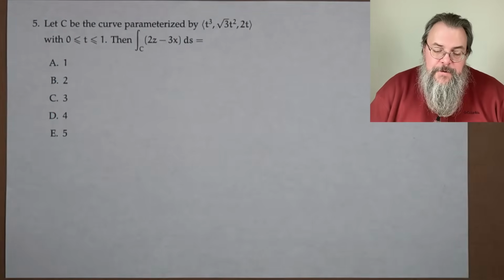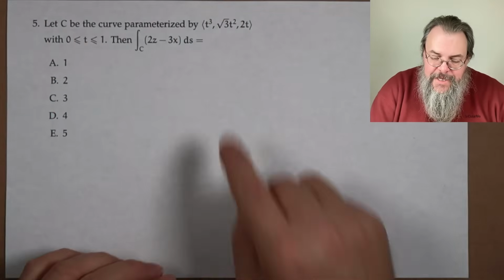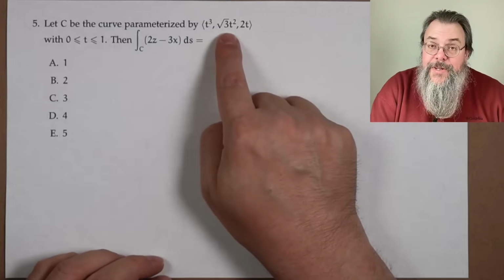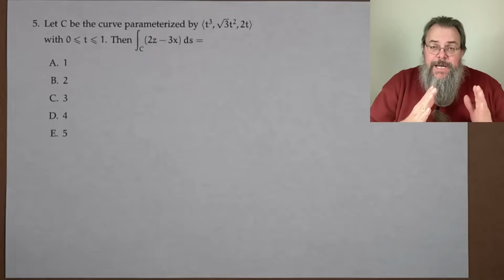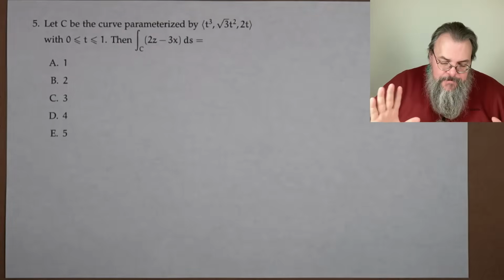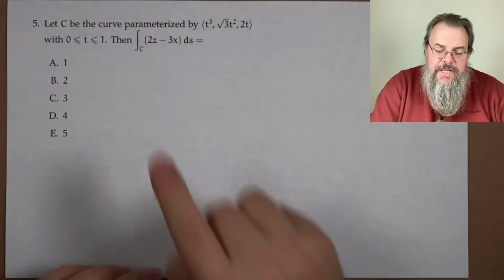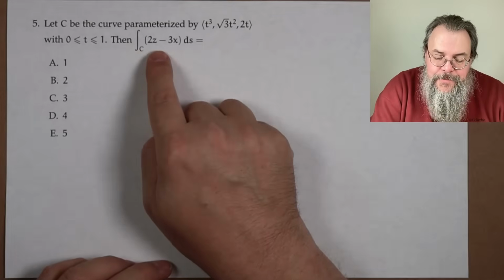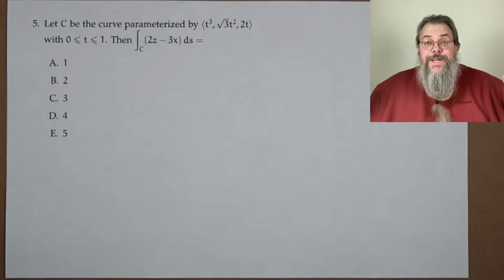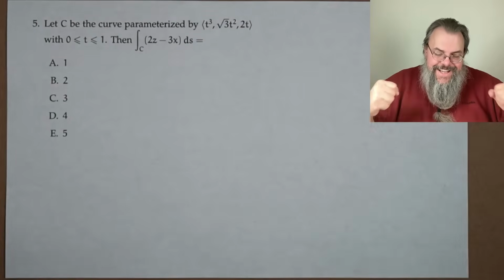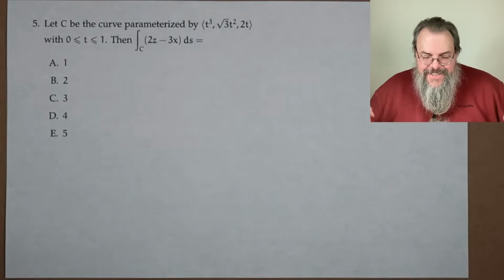Let C be the curve parameterized by t, cubed root 3t squared, 2t, and we have time goes from 0 to 1. Okay. Then we're going to do an integral along the curve of 2z minus 3x ds. In other words, a line integral. Okay, good.